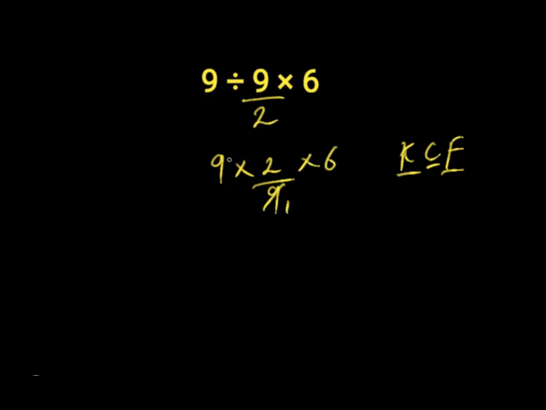9 into here 1, 9 into here 1. We are left with 2 times 6. 2 times 6 will give us 12. 12 is the right answer to this question.